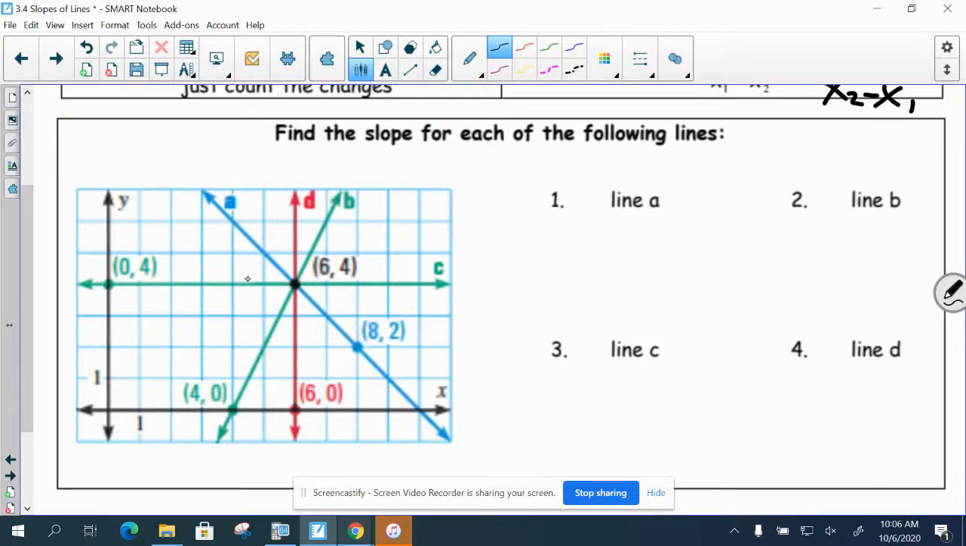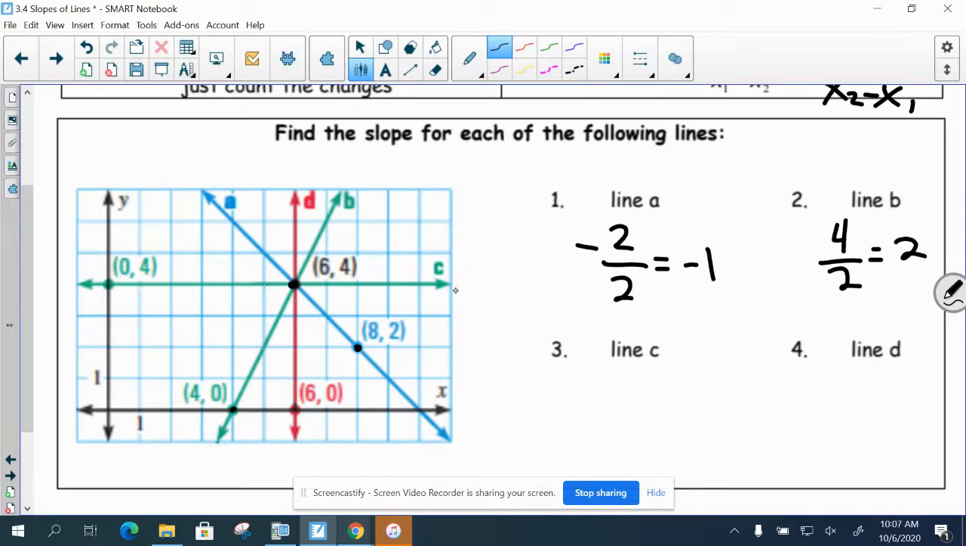So for line A, here's line A, so I'm going to do rise over run. So here's the point on line A, and here's the point. So we're rising down 1, 2, so negative 2, and we're also running 2. So that would be simplified to negative 1. Line B, we have 2 points right here and right here. So you rise 1, 2, 3, 4, and run 1, 2. So rise 4, run 2, and that's simplified to 2.